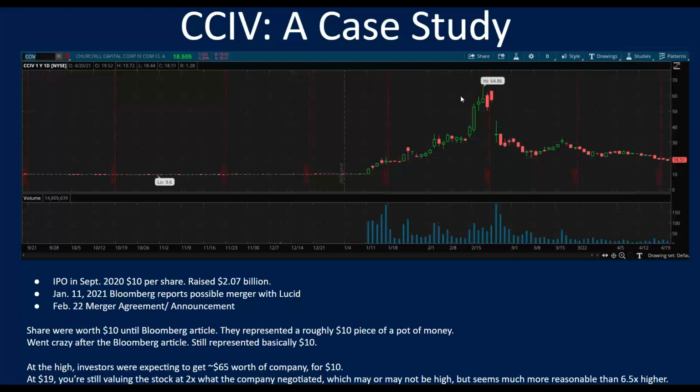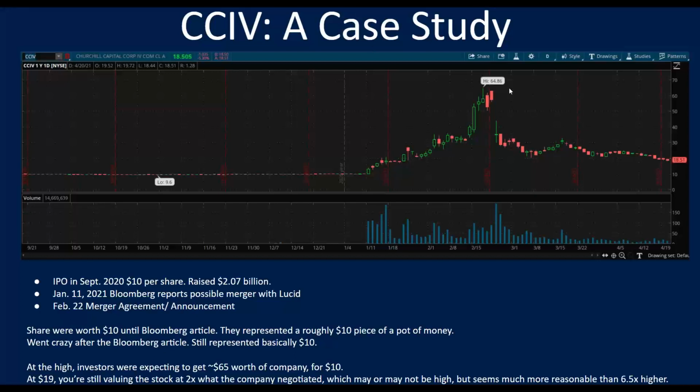At one point, it almost got to $65. So you have a bank account that has $10 for every share, but that interest in the bank account is trading at $65 per share. So what this means is the people who are running the SPAC have to go to this company and say, yeah, we know we only have $10 per share to give you, but the people who own these shares are actually expecting to get $65 worth of value for that. It doesn't make sense, right?